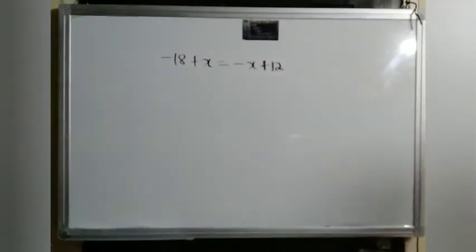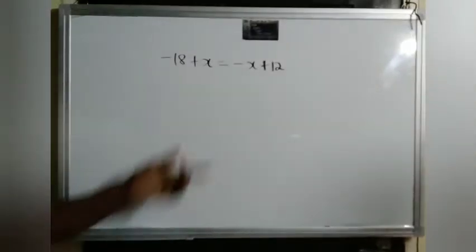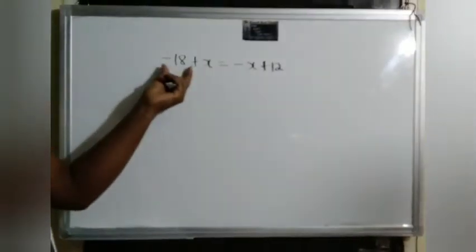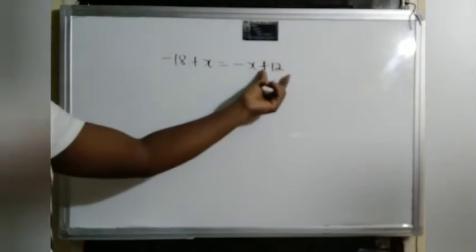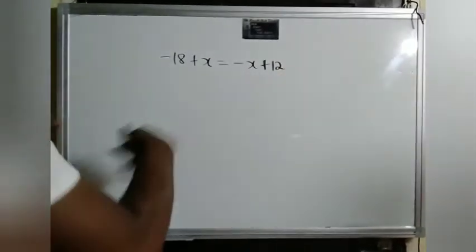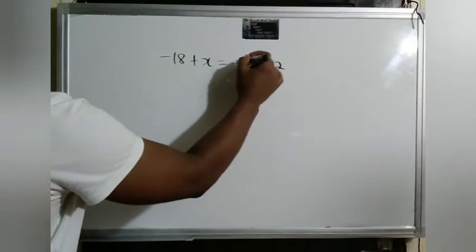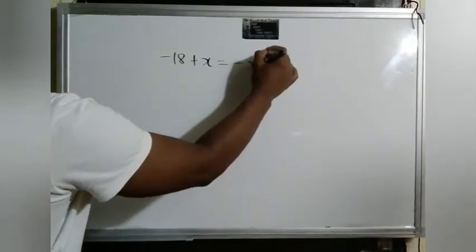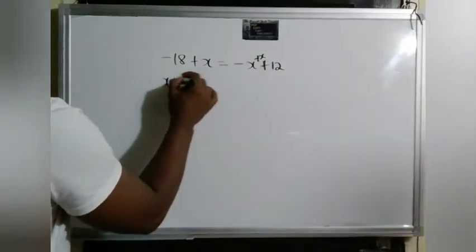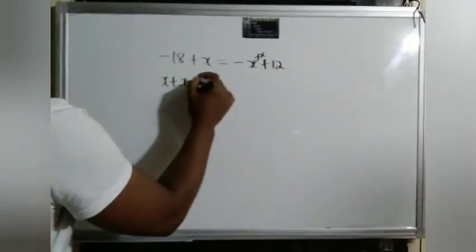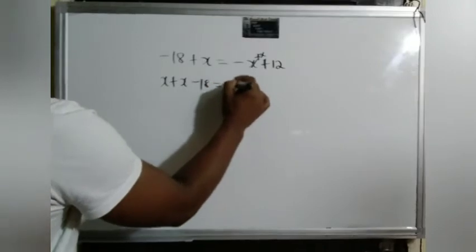Alrighty then, so it's another equation. This one is pretty straightforward. What we need to do is group the like terms. So this negative x needs to go with this x, and this negative 18 needs to go with this 12. So we're grouping them, right? This is a positive x, this is a negative x, so we add x. So we're left with x plus x, right? What we do to one side, we do to both sides. And we have the negative 18 equal to 12.